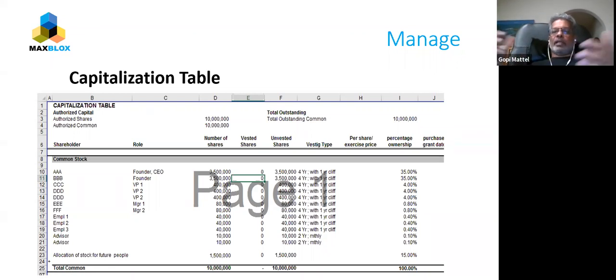They may not give you 3 million. They may give you 1 million. They may give you 10 million. Anything can happen. So that's all possible. But that's how it kind of works.